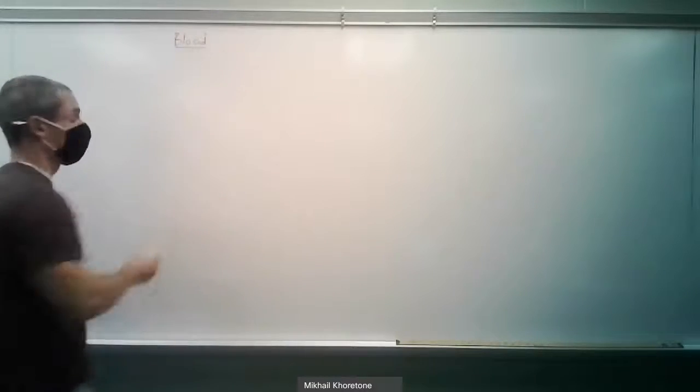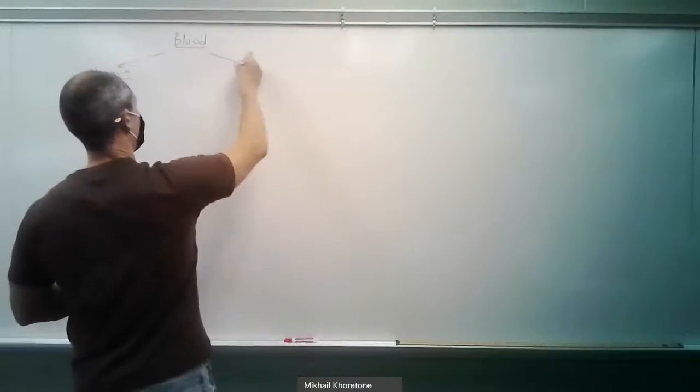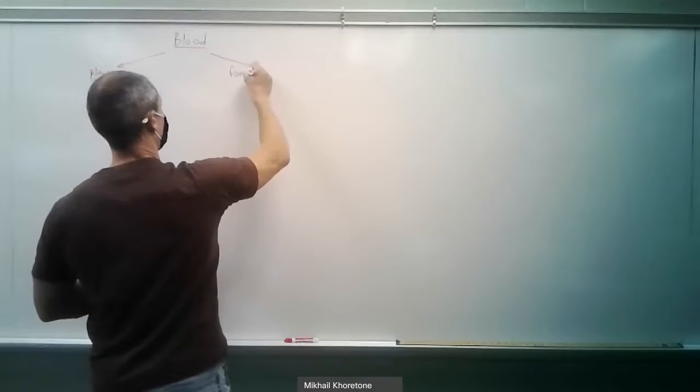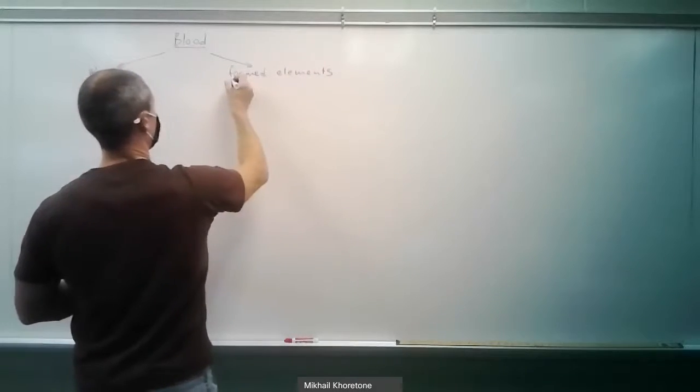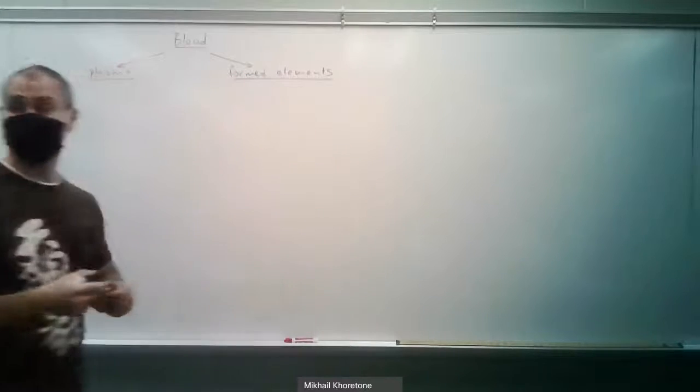Okay. So blood can be divided into two basic components, which are plasma and formed elements, where formed elements are the blood cells.